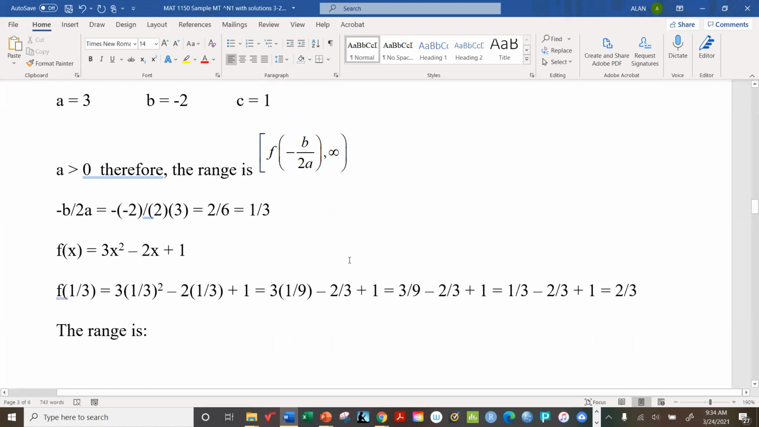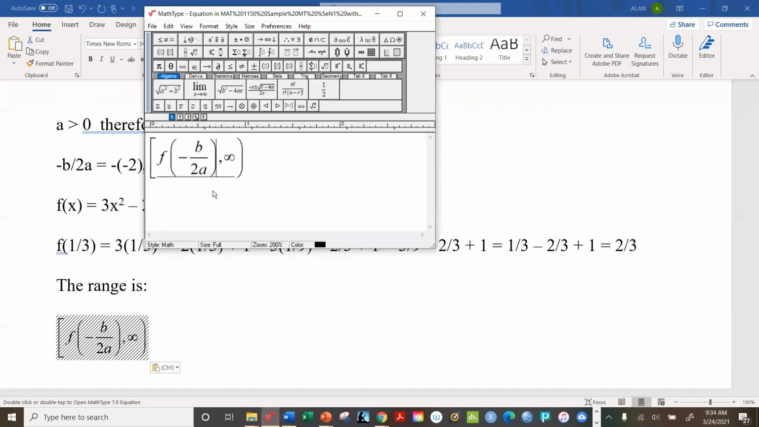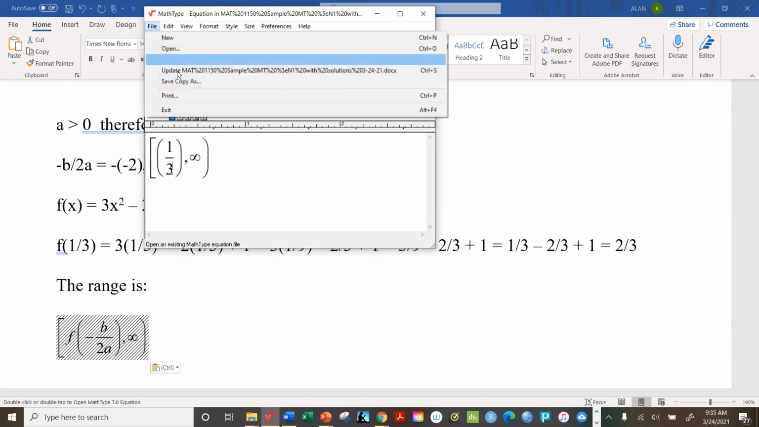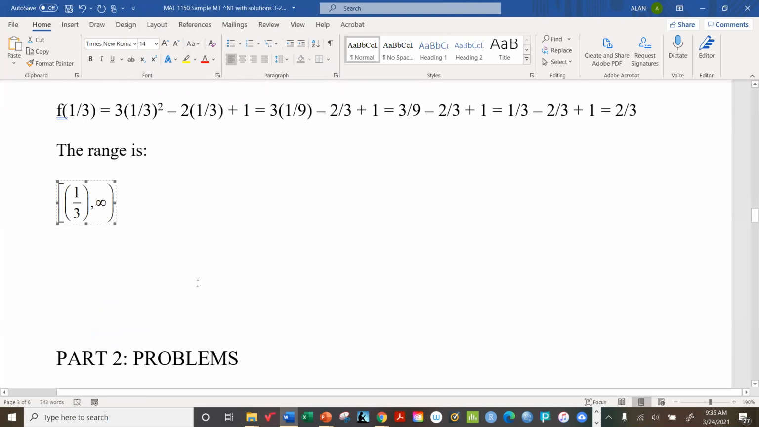So let's type it into the formula. One third up to infinity. Okay. Wow. Okay, so that was kind of right.